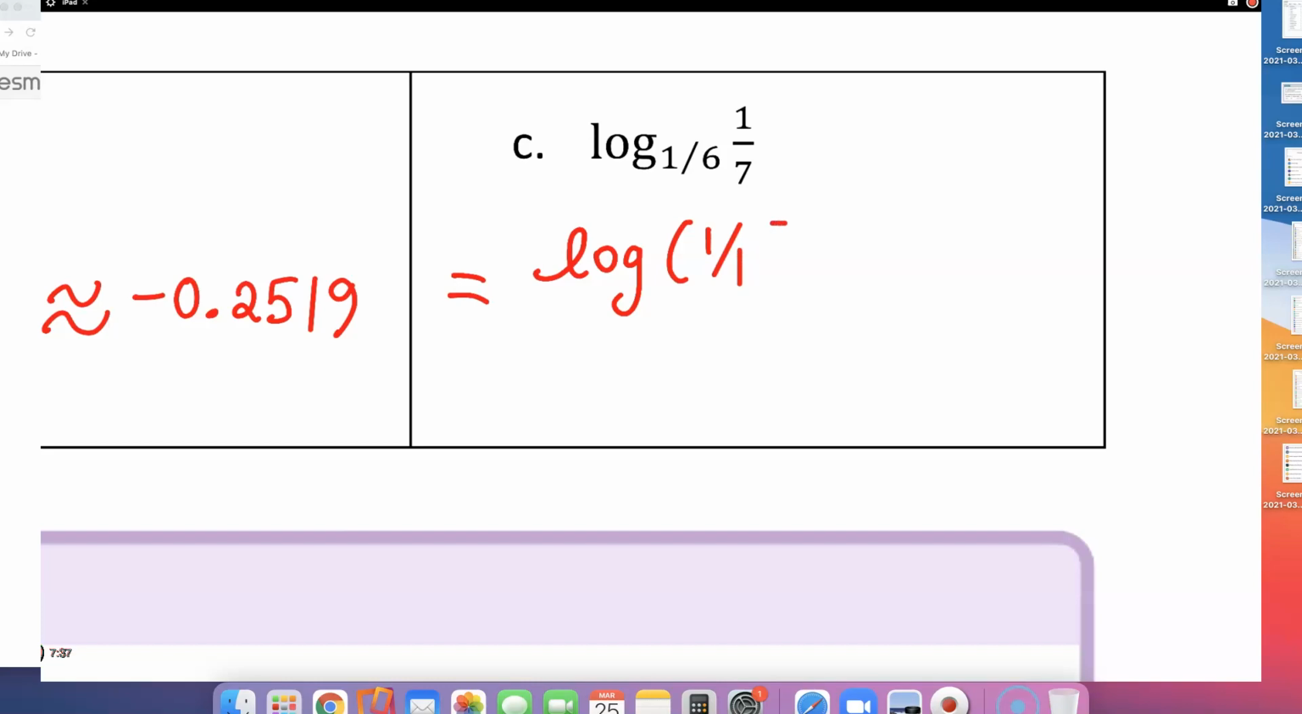Oh, what's going on? Oh, my iPad is upset because I'm going back and forth from the calculator app, so it's slowing down on me. How silly.